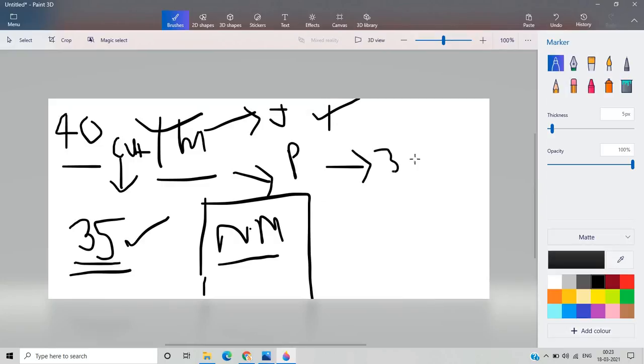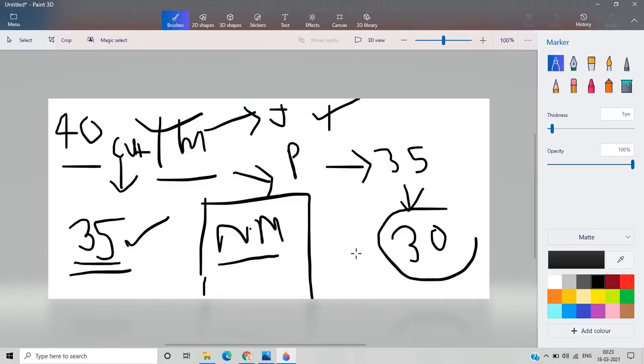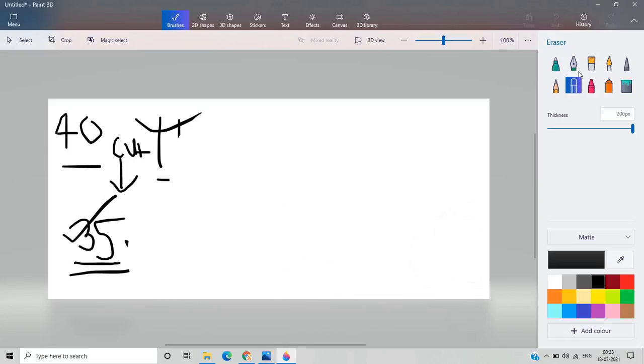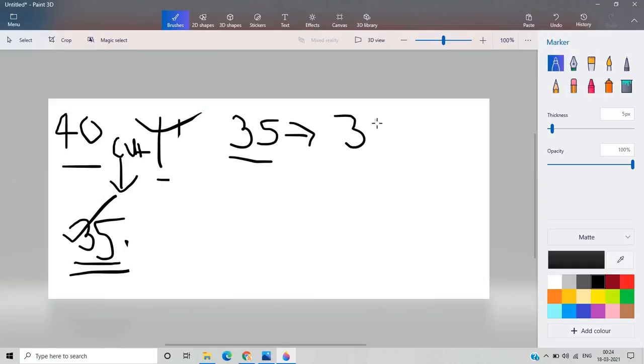From the 35 questions, I am sure that 30 questions are correct, and for 5 questions I am not sure, so they may be wrong. As I said, I did not attempt 5 questions out of 40, I only attempted 35 questions, and I am sure that 30 of them are correct. So what is the actual concept here? I solved only 35 questions and I am sure that my 30 questions are correct.